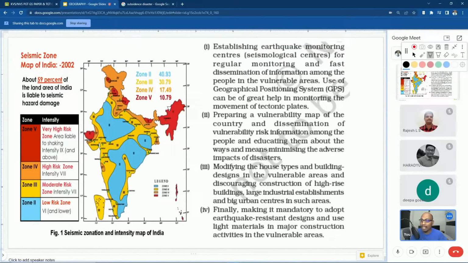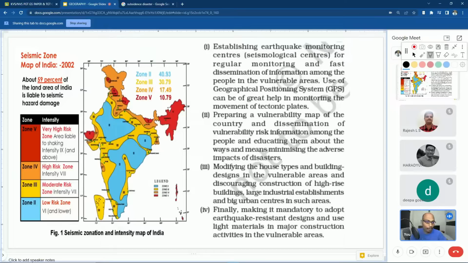It is a natural process of that particular place or zone, and they are divided into very high risk zone, high risk zone, moderate risk zone and low risk zone. You can see here the red one, it is entirely the northeast, and the Himalayan regions and some part of Gujarat. These are in the very high risk zone. Seismic zone map of India 2002: about 59% of the land area of India is liable to seismic hazard damage. The second one is zone 4, the brownish color. These are high risk zones, intensity 8, and the yellowish ones are in the moderate risk zone, and the light blue, sky blue colored zone is the low risk zone.